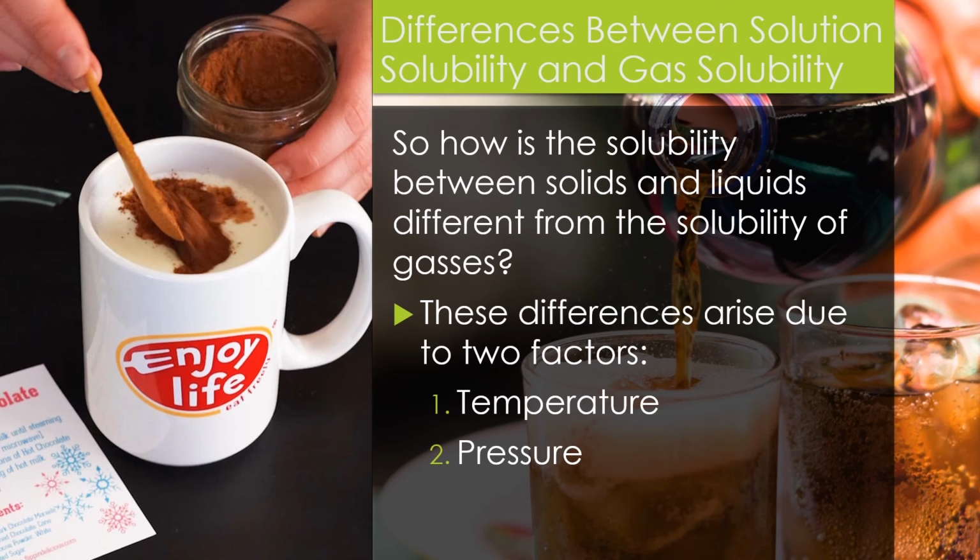We have learned earlier in this semester various methods to calculate the solubility of solids into liquids and/or aqueous solutions. But what makes gases so different? How is the dissolving of something like hot chocolate powder different from the dissolving of carbon dioxide into a carbonated drink? Well, there are two factors which contribute to these differences, and these are temperature and pressure.